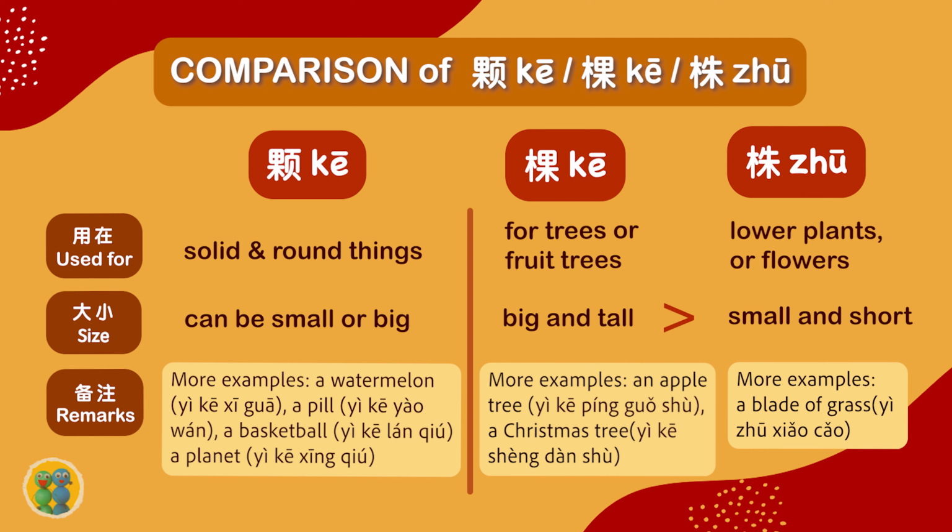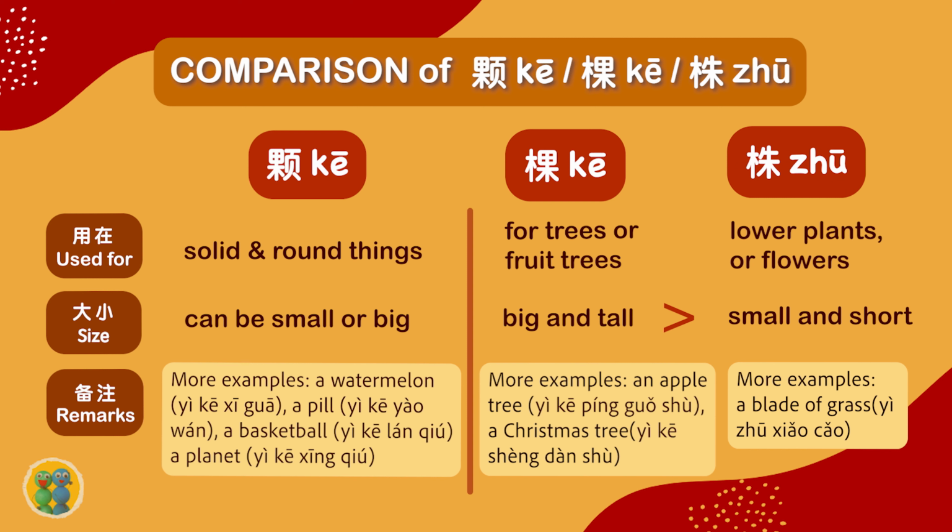And the next 棵 we're gonna talk about is 棵 with a wood radical on its left-hand side and a fruit character on its right-hand side. It is for trees or fruit trees. The object size for using this measure word can be big and tall. Let's see the examples.